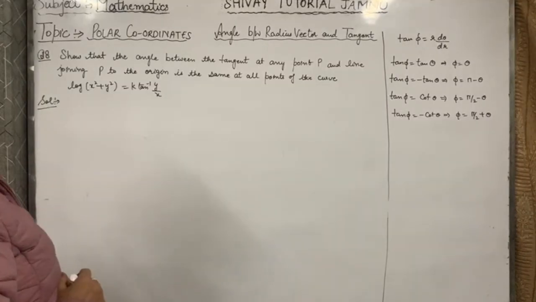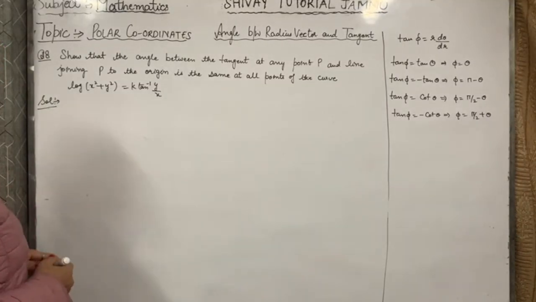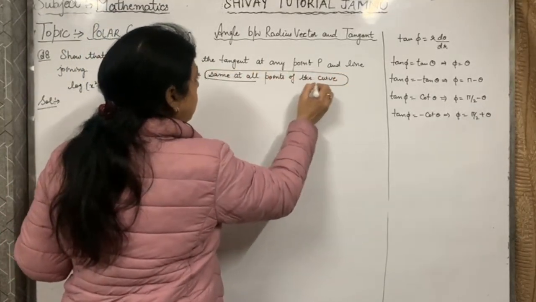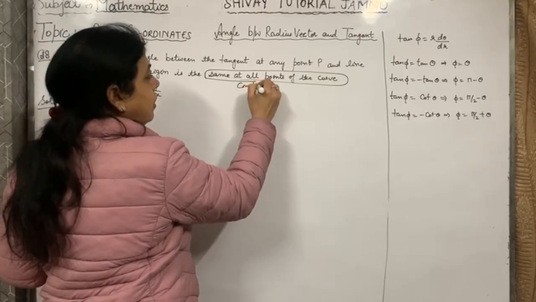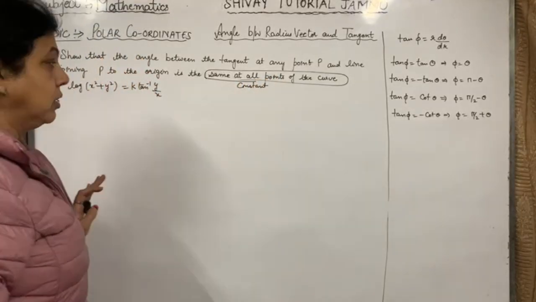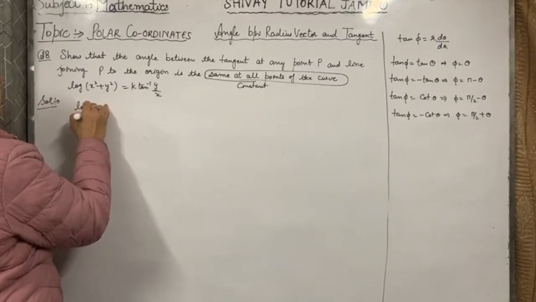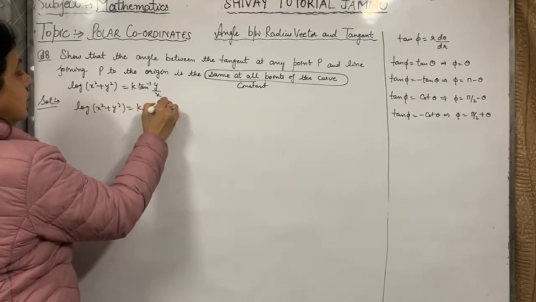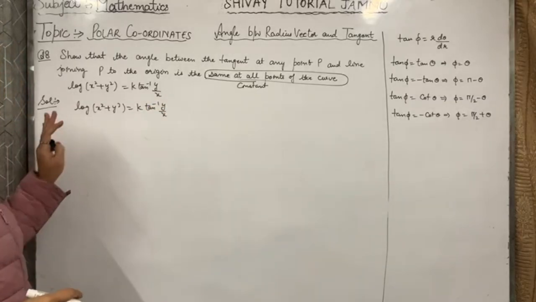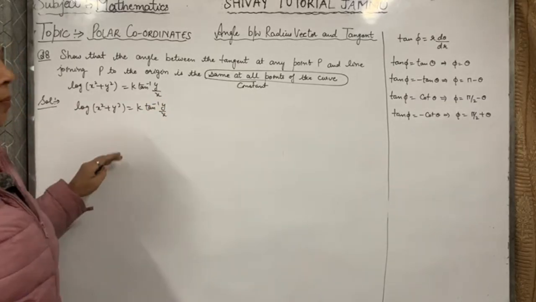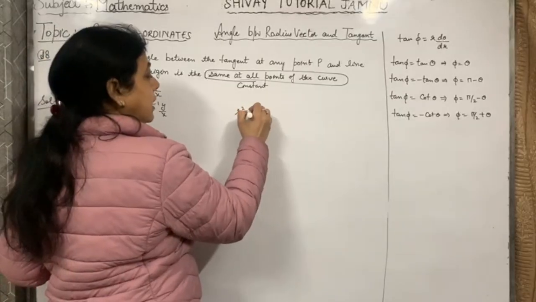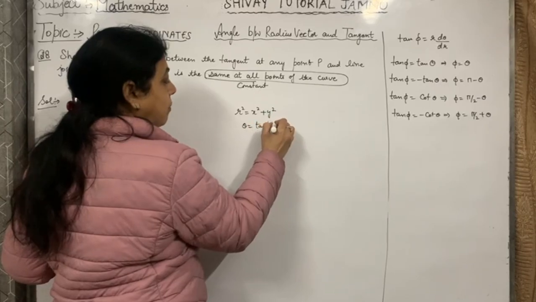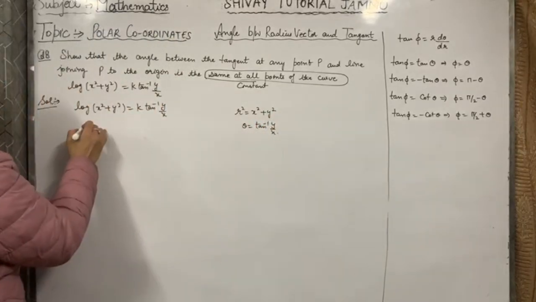Show that the angle between tangent at any point P and the line joining P to the origin is same at all the points on the curve, this means this is constant. We have to prove that tangent angle is constant. Okay. Given curve is log of x square plus y square is equal to k tan inverse y upon x. This is in the Cartesian form. We will convert it into polar form. And r square is x square plus y square. And theta is tan inverse y upon x. We will substitute the values here.